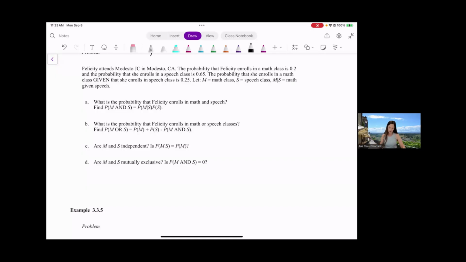Felicity attends Modesto Junior College, and the probability that Felicity enrolls in a math class is 0.2. The probability that she enrolls in a speech class is 0.65. The probability that she enrolls in a math given speech is 0.25. So M is math, S is speech, and M given S is math given speech. We know the probability of M is 0.2, the probability of S is 0.65, and the probability of M given S is 0.25. What is the probability that Felicity enrolls in math and speech?